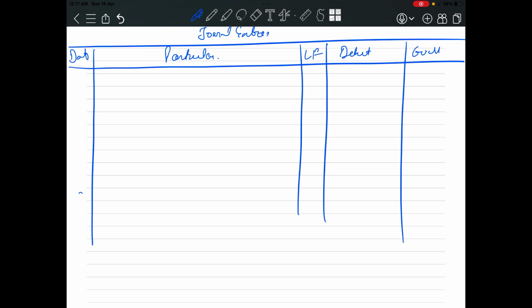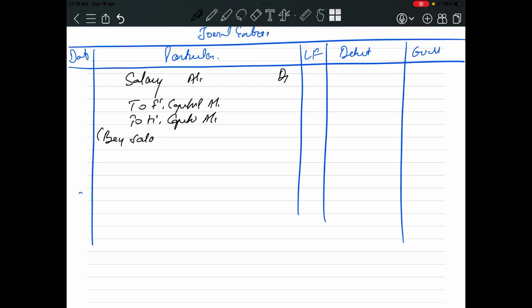We all know that capital is a liability for the firm, so increase in liability will be credited. And what will we debit? We will debit salary account because salary is an expense. Salary account debit to F's capital account, to K's capital account. What is the narration? Being salary due to partners.